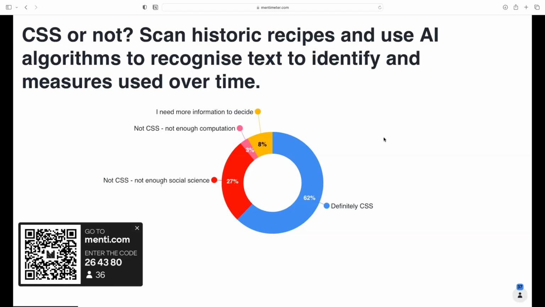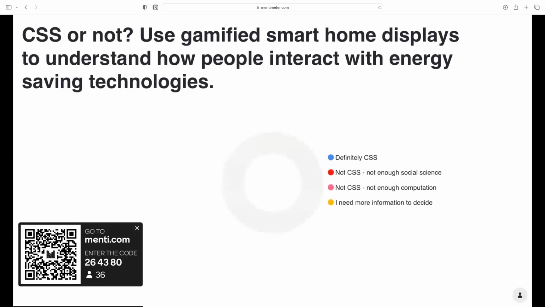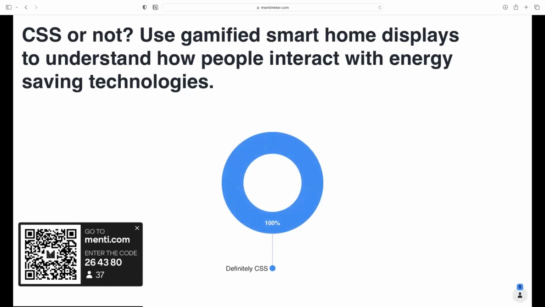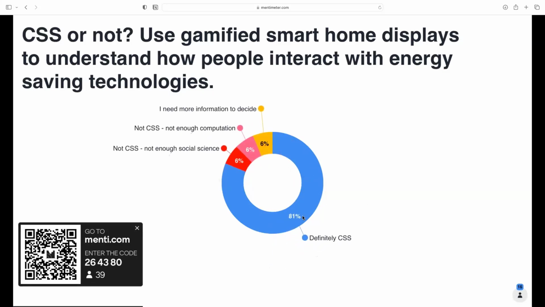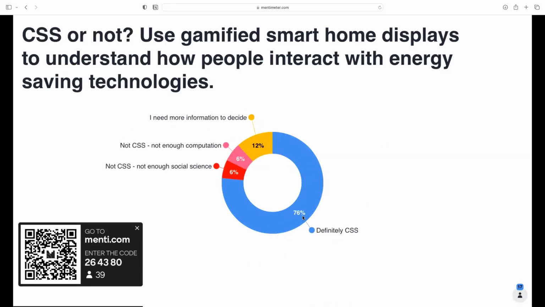So let's move on to the next example. So is this CSS or not? Using gamified smart home displays to understand how people interact with energy-saving technologies. What do we reckon? All right, I'll just let some votes flow in. We've got some people saying they need more information to decide. Absolutely fair enough.